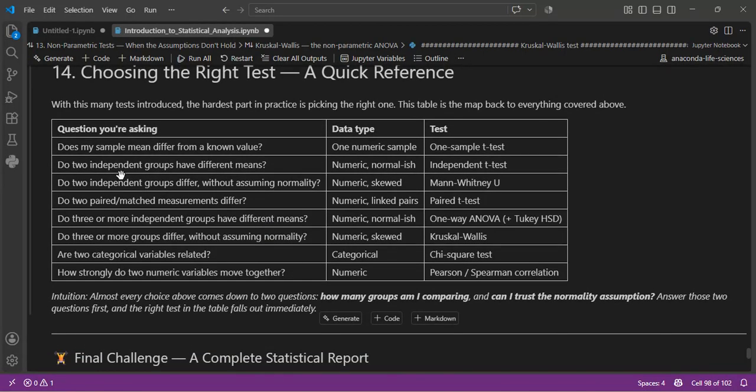It says: does my sample mean differ from a known value? Then we do a one-sample t-test, and you need only one numeric sample, so in this case, a numeric column. Do two independent groups have different means? Numeric, and they should be normal, meaning the distribution should be normal. Then we use the independent t-test. Do two independent groups differ without assuming normality? Numeric and the data is skewed.